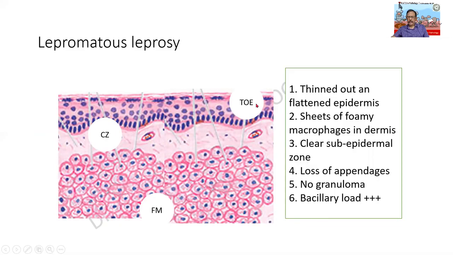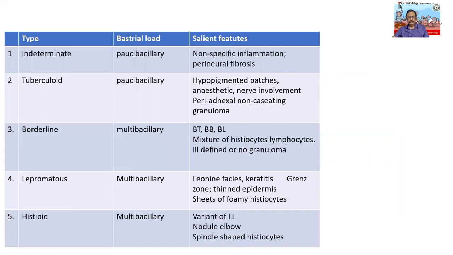Thinning out of the epidermis, that is what I mentioned earlier. Sheets are there, no granuloma, and the bacillary load is increased. It can be 5 or 6 in grading. And this is just a summary of all. I would like you people to memorize it, but this is not adequate if questions are asked.